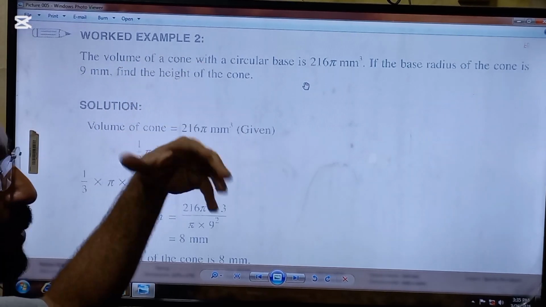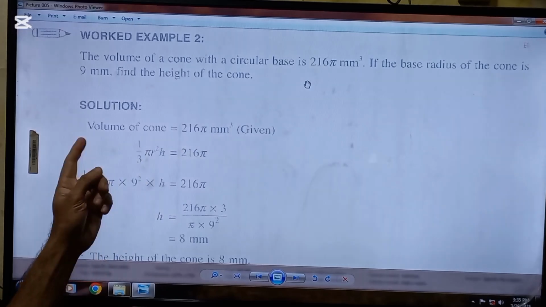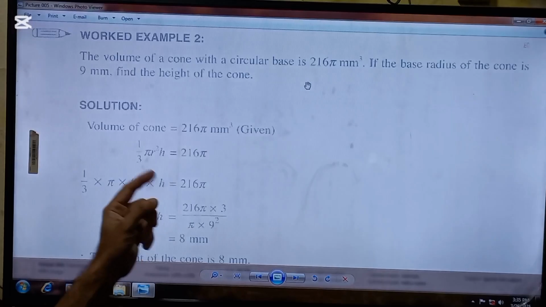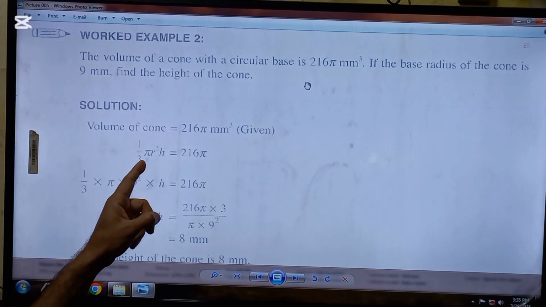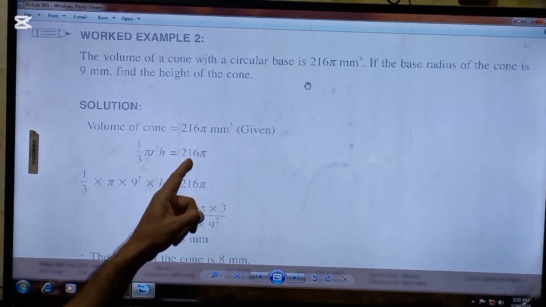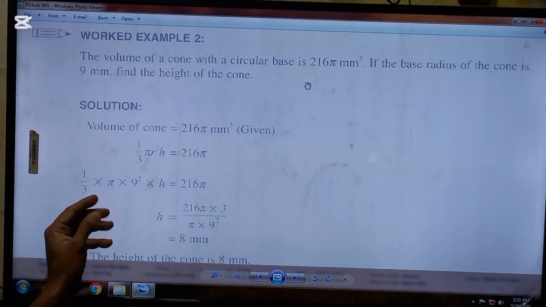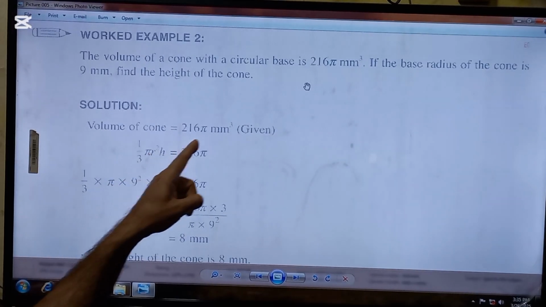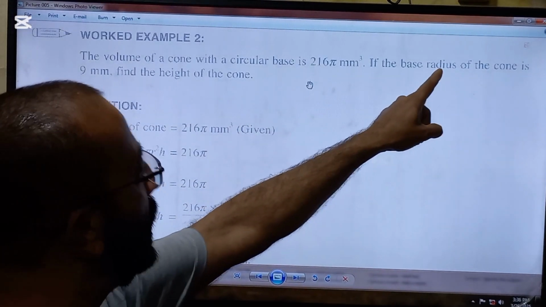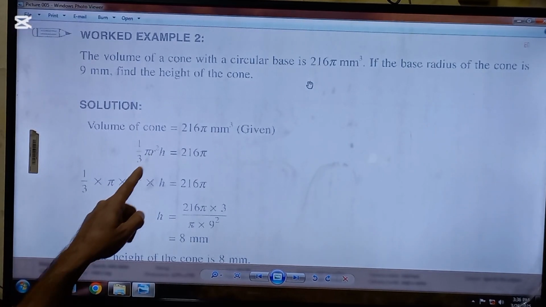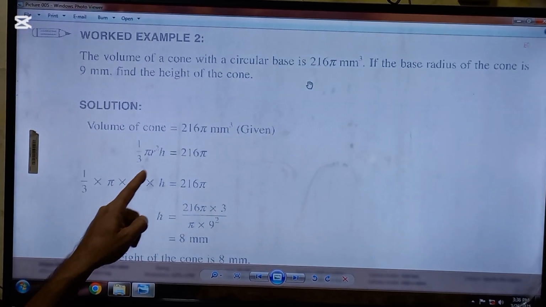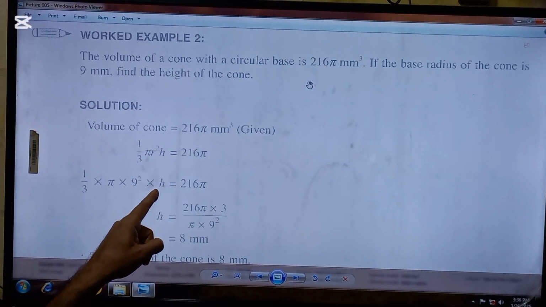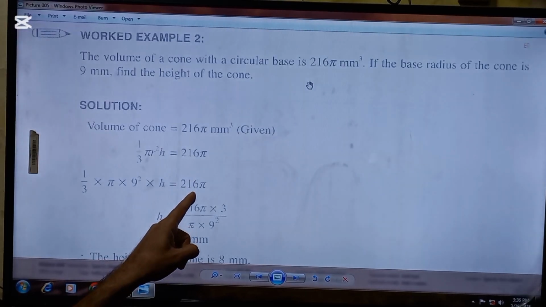Volume is given, so we will put the formula for the volume of the cone. So look here, volume of the cone is 216, which is given. We have put it here. And now the volume of the cone formula is 1/3 pi R square H. This thing will remain as it is. Now in the next step, 1/3 will remain same, pi will remain same, R is given, that is 9. Look here, radius is given 9. So here we will put 9 square because of R square, and h will remain as it is because height is the requirement. So this will remain as it is, and 216 will remain as it is.